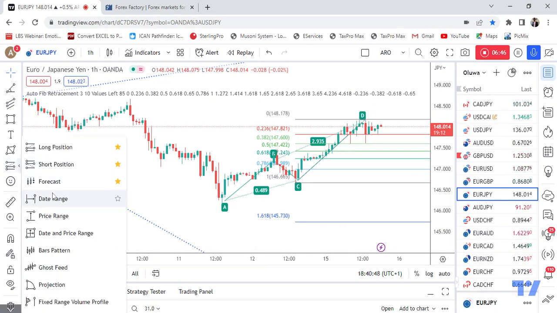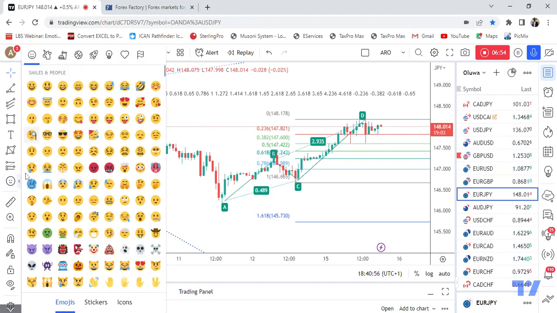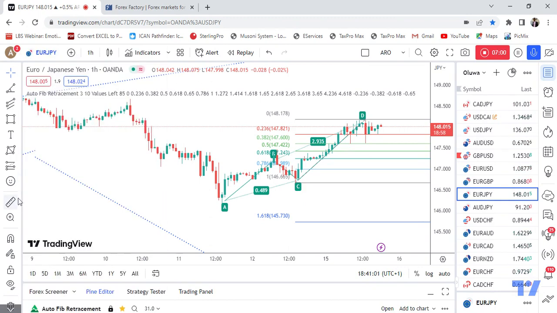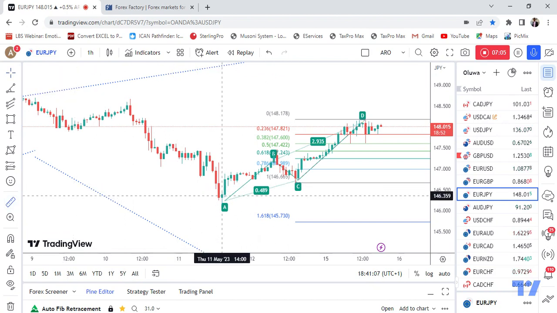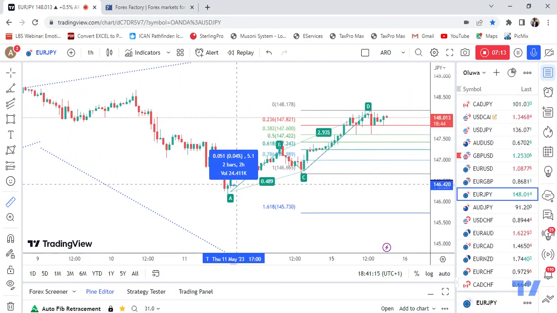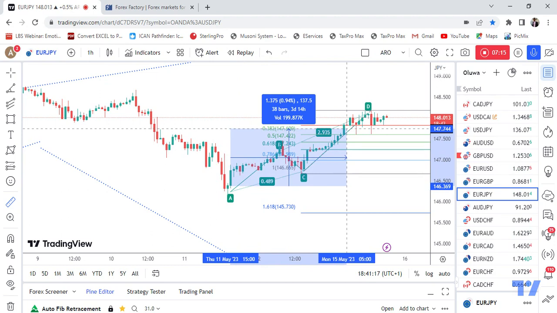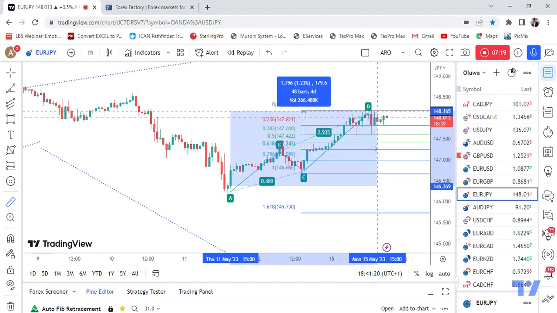Then we have forecast, we have time range and so on and so forth. Then we also have another pattern here, icons. You can use all the icons like smiling and all those ones if you want to put them on the chart also. So we have measure. We want to measure the pips that you are anticipating to get from a trade. For instance, you can see the measurement now that I measure this trade.